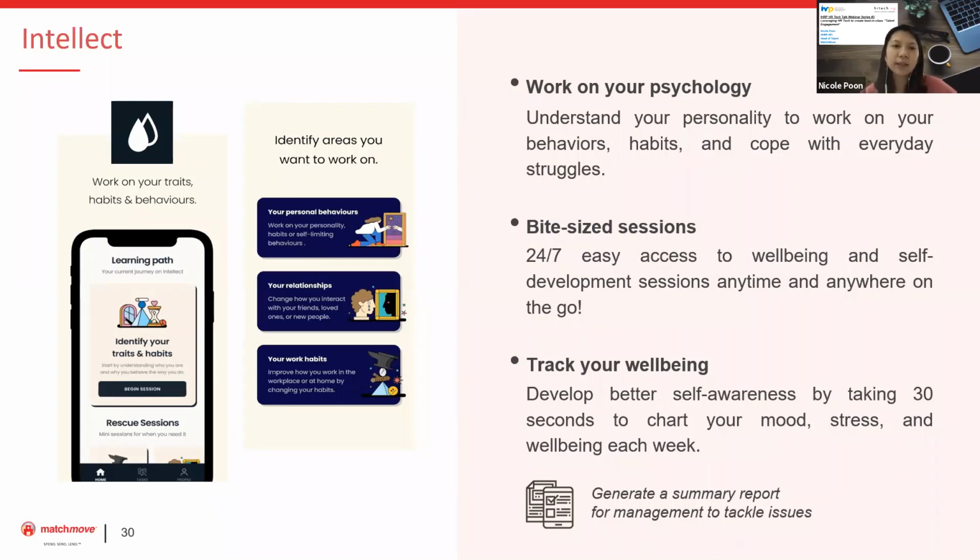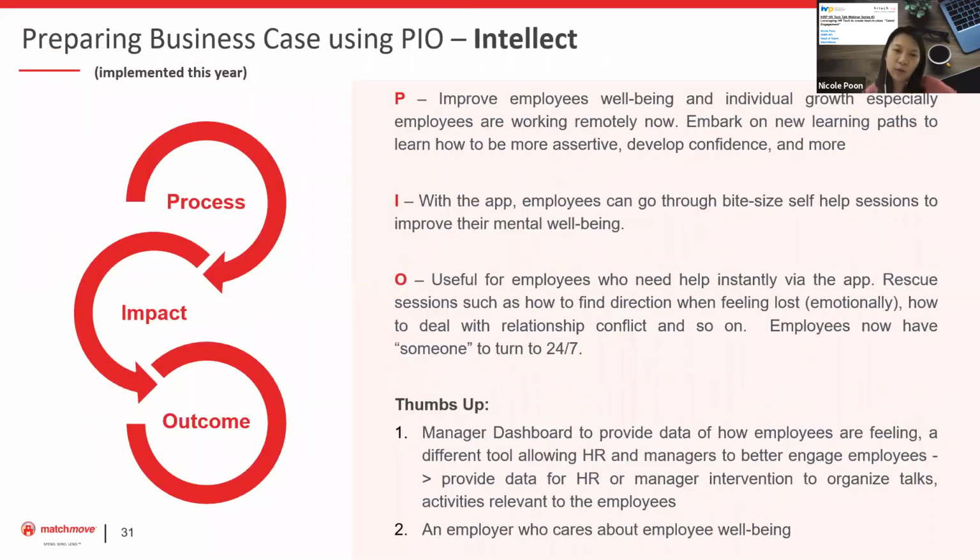One of the latest HR innovations, or HR Tech, that we implemented was Intellect, specifically during the stressful time of COVID and during the circuit breaker. Next slide, please. And how did I go about implementing this? Again, going through the process, impact and outcome. We identified many employees getting stressed, psychologically, working from home, and from the overall global situation. It has caused maybe some loss of productivity while people cope with the change.